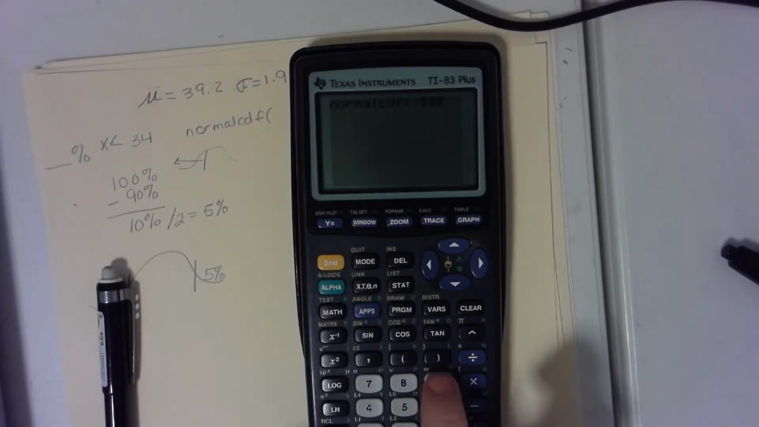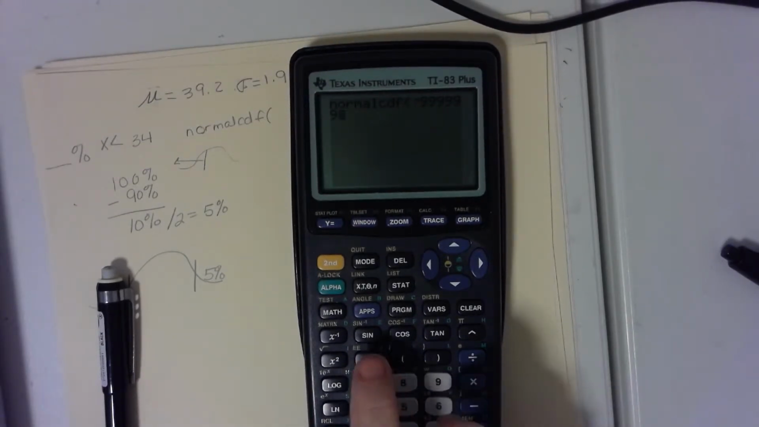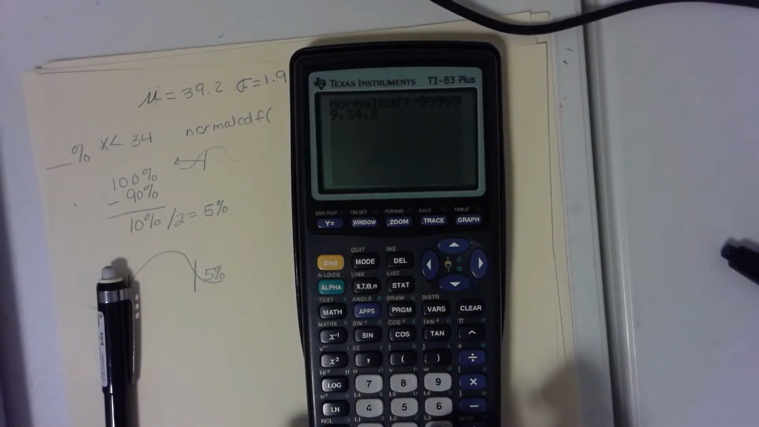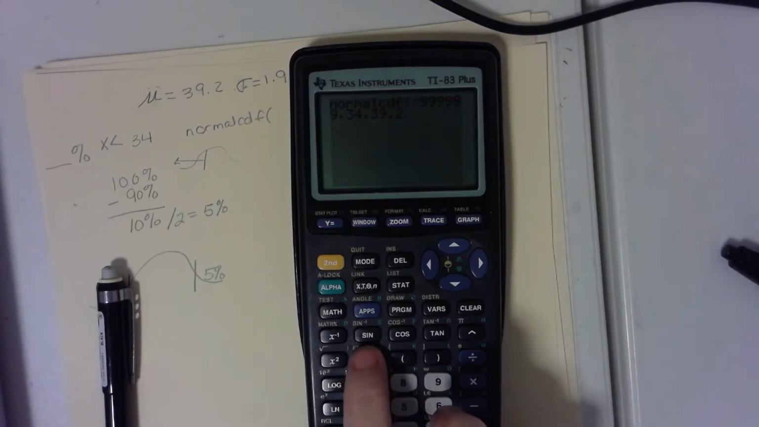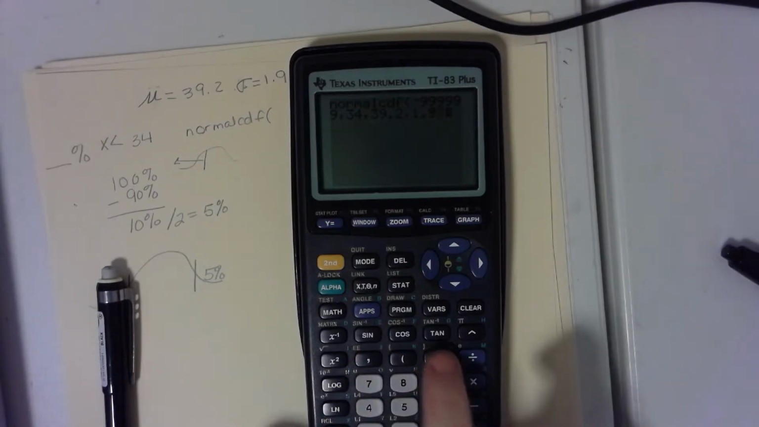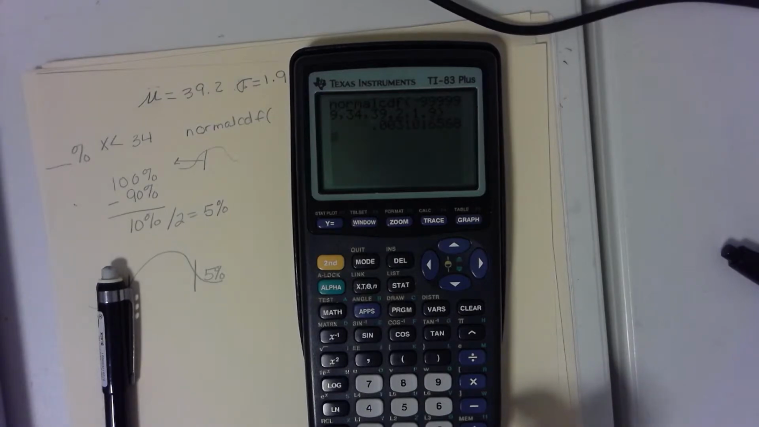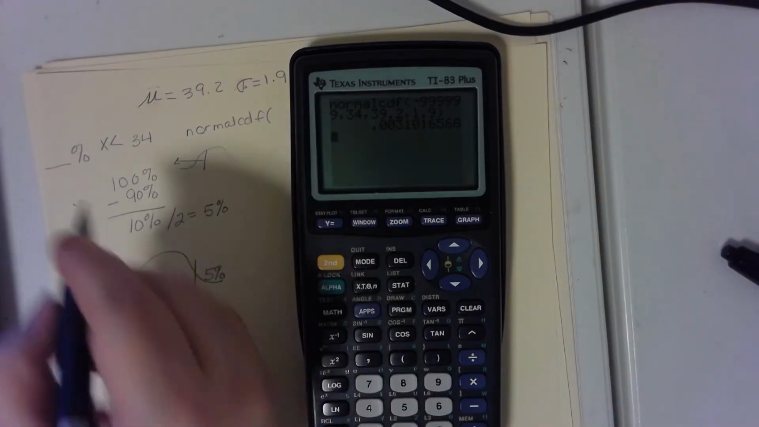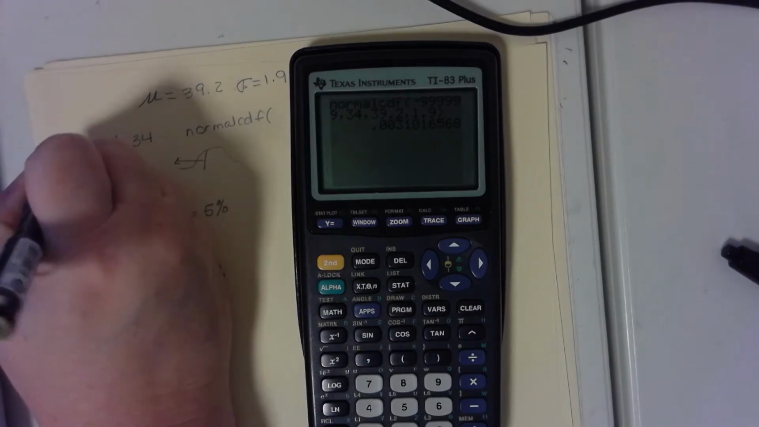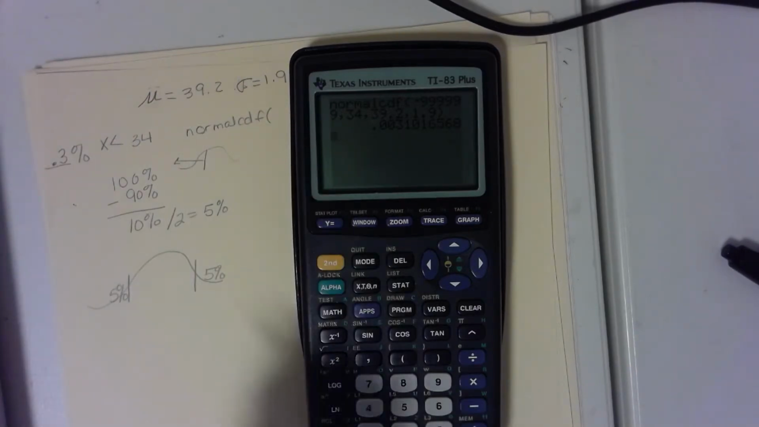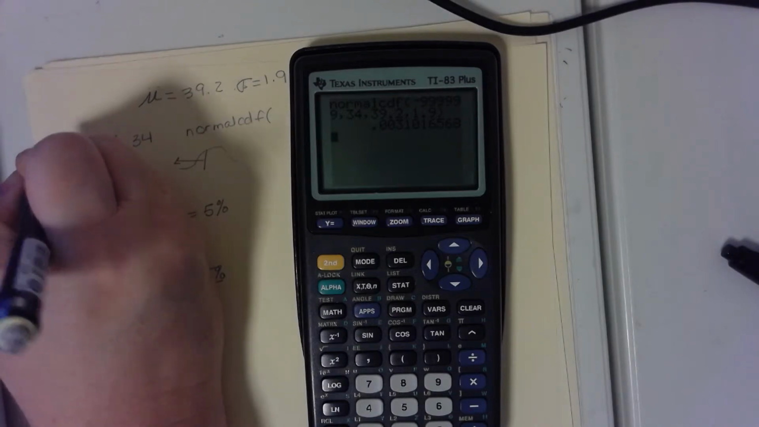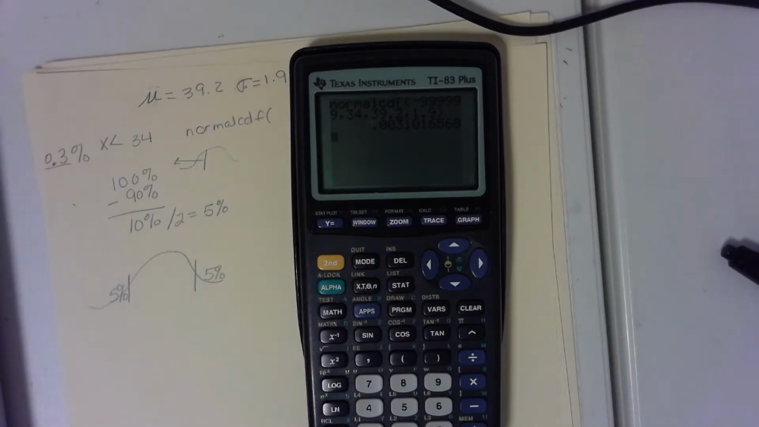So negative, and I'm just going to throw in a bunch of 9s, comma, 34, comma, then my mean, 39.2, comma, then my standard deviation. And my answer is 0.003. So when I move my decimal 2 places, I get 0.3%. And for some reason, sometimes Pearson will mark it wrong if you don't have the leading 0. So always put it there just to make sure.